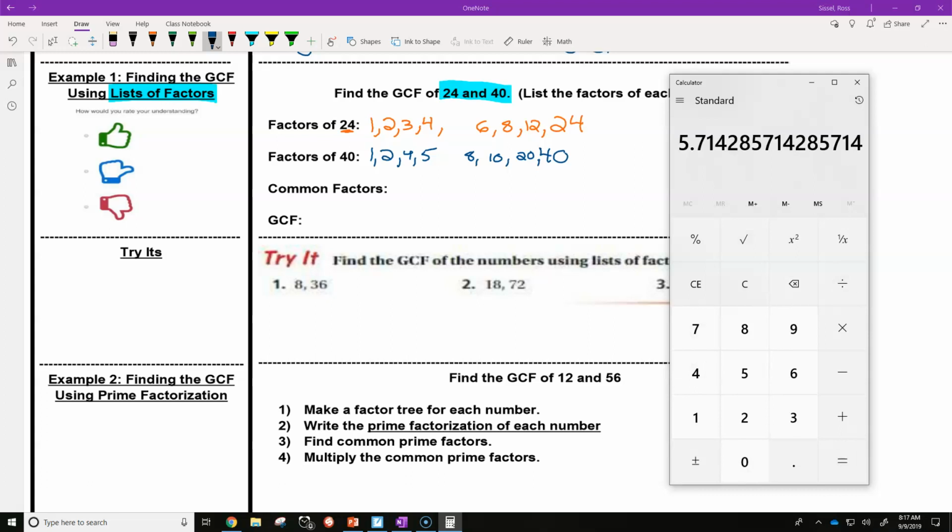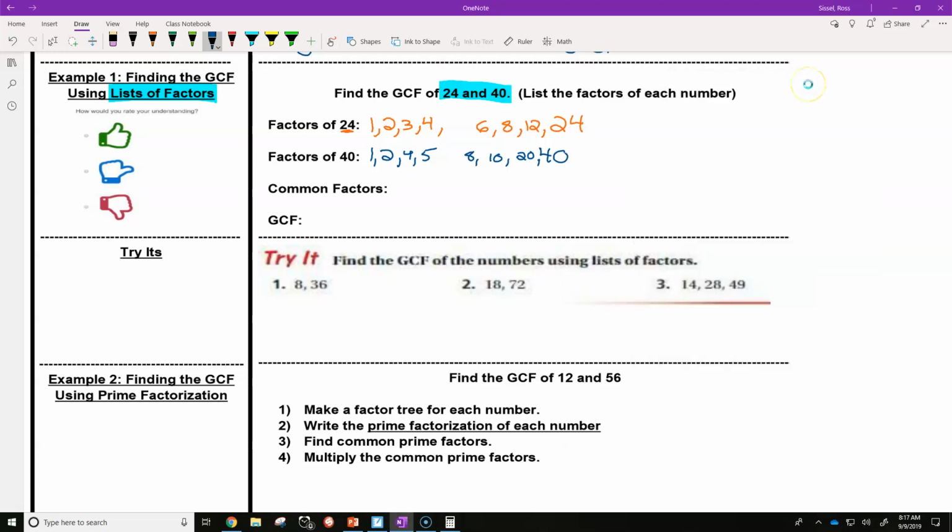And see how my answer is 5? If my answer comes out smaller than the number I was dividing by, we are done. I don't have to check anymore. Okay? So I'm done. The factors of 40 are 1, 2, 4, 5, 8, 10, 20, 40.